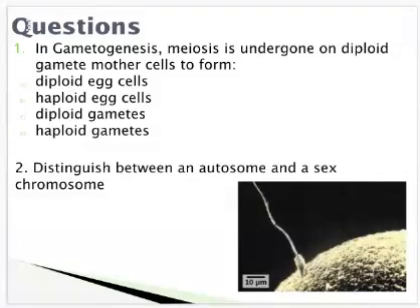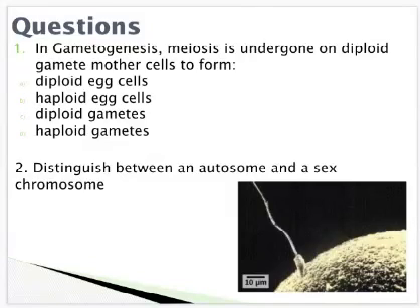Question 1: in gametogenesis, meiosis is undergone on diploid gamete mother cells to form diploid egg cells, haploid egg cells, diploid gametes or haploid gametes. Well, the answer here is haploid gametes. So it's going from 2N to N.